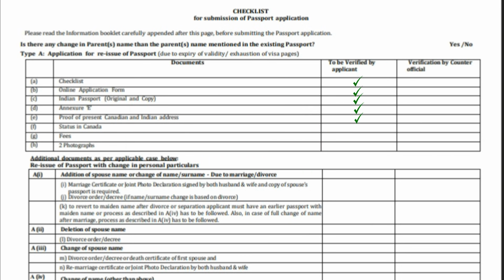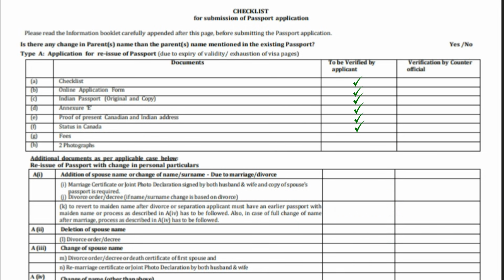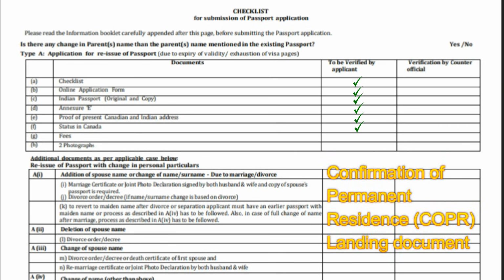For current Canadian address proof, you can provide either driver's license, recent utility bill, lease agreement, bank statement or health card. For your status in Canada, you can submit photocopy of either your PR card, work permit, study permit or visitor visa. If you are a PR holder, then take a photocopy of your COPR landing document along with you.